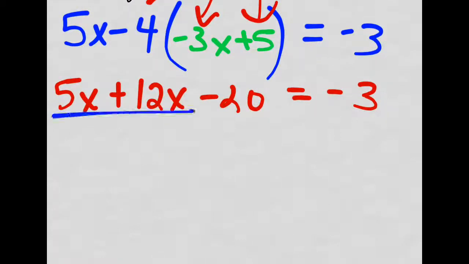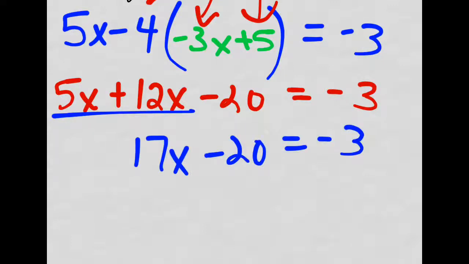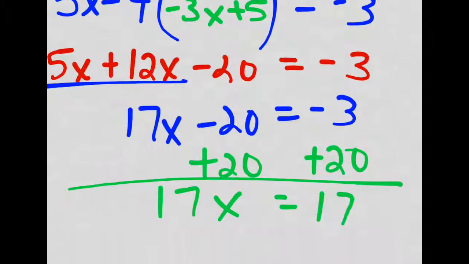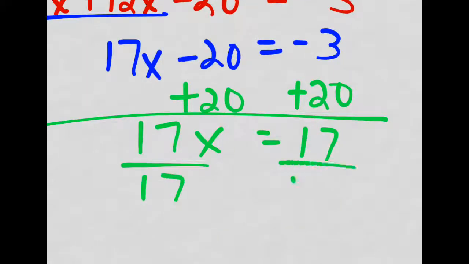I can combine like terms. It gives me 17x minus 20 equals -3. Then I need to add 20 to both sides. So 17x is equal to 17. And if I divide both sides by 17, I get x equals 1.